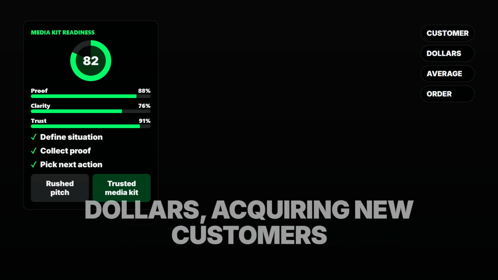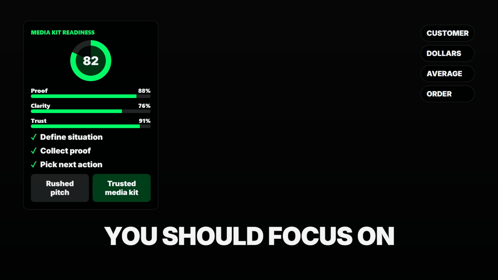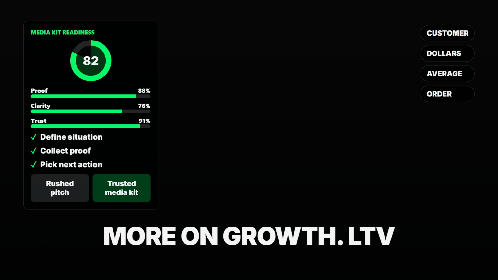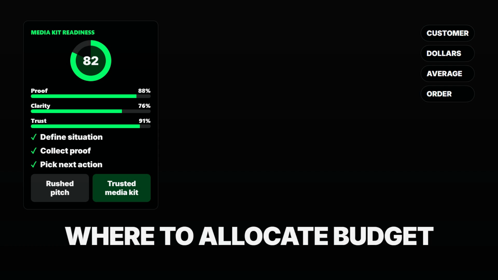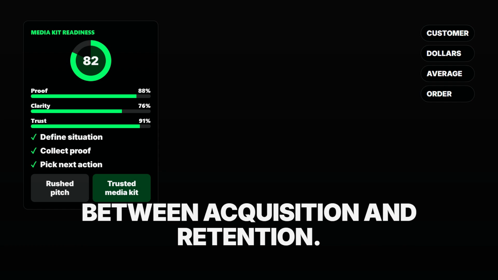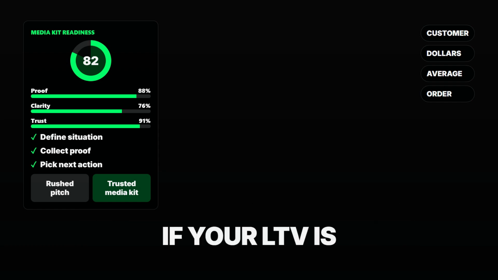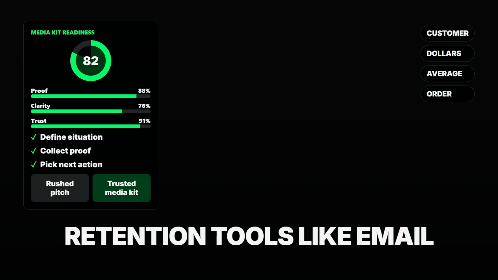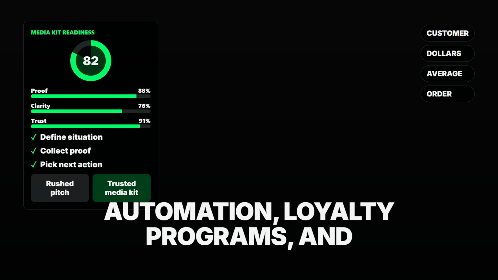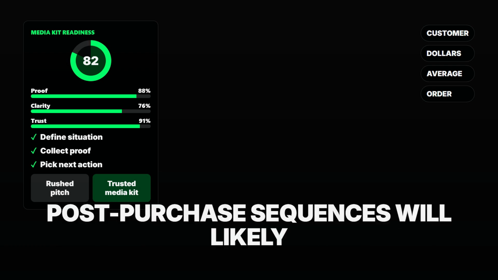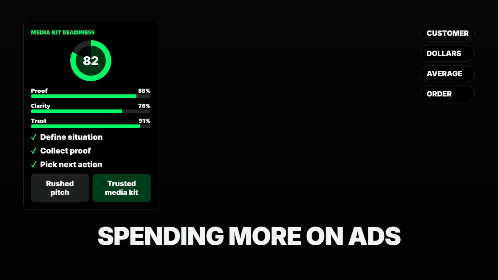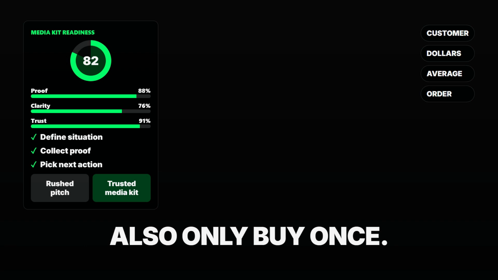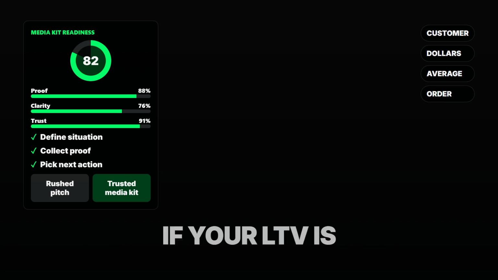LTV also helps you decide where to allocate budget between acquisition and retention. If your LTV is low because customers only buy once, investing in retention tools like email automation, loyalty programs, and post-purchase sequences will likely yield higher returns than spending more on ads to acquire customers who also only buy once. If your LTV is already strong but your customer base is small, acquisition investment makes more sense because each new customer generates significant long-term value.